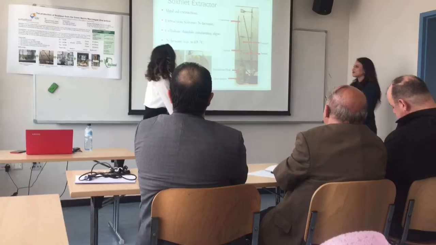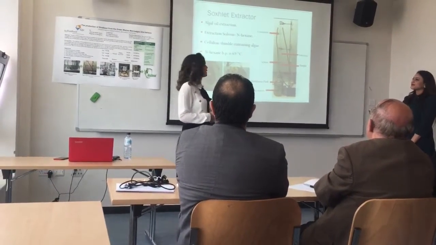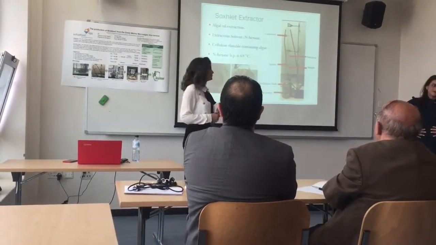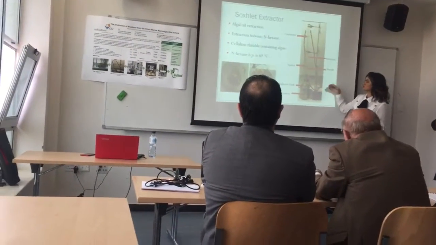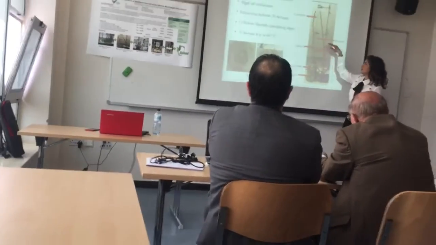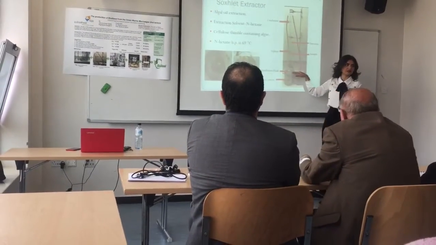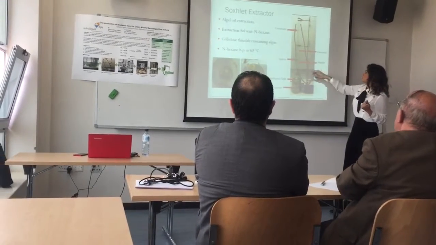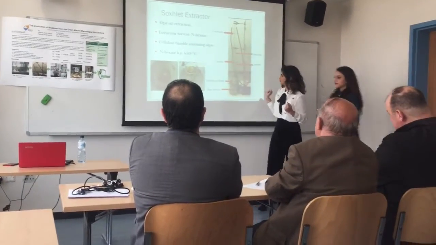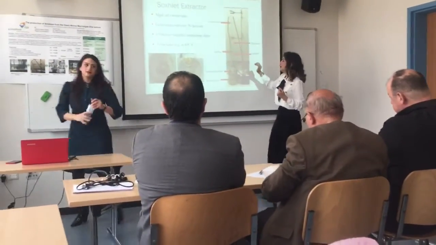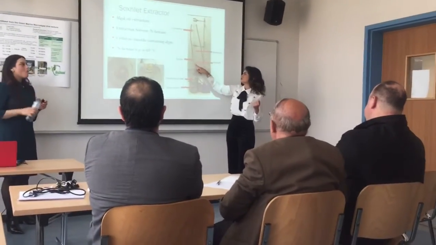A Soxhlet extractor device was used to extract the oil from our algae samples, using n-hexane solvent. As you can see here in the figure, the Soxhlet device divides into 3 main sections. The first one is the distillation flask, which is filled with n-hexane. The other one is the extractor chamber, and the other one is the condenser. And here is our algae sample. It's filled in the cylinder thimble, housed in the extractor chamber.